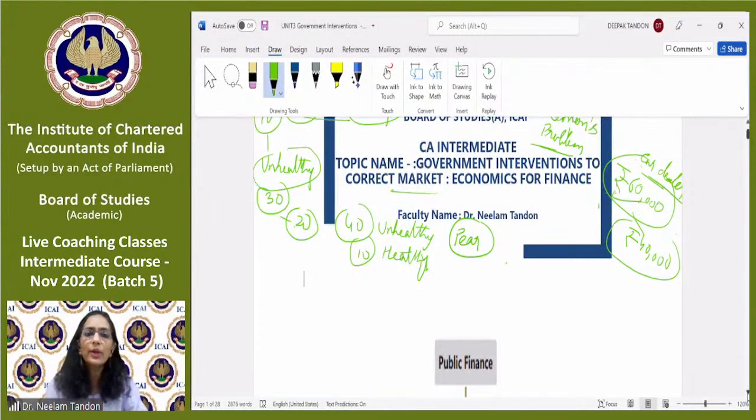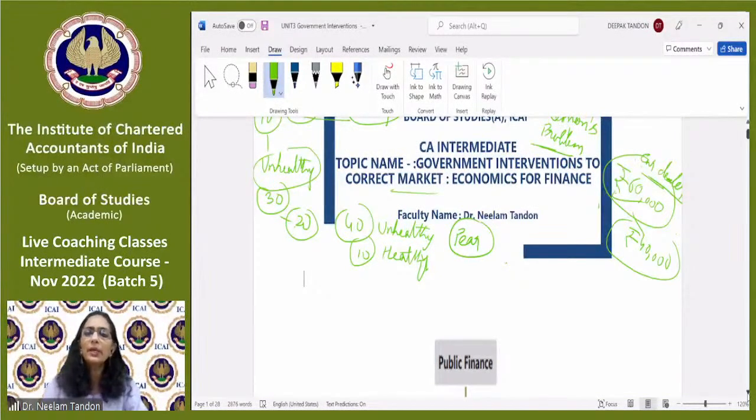So today we are going to share about government intervention to correct the market. What do you mean by correct market? Correct market means there should not be a condition of market failure. What do you mean by market failure? The price should not be overcharged. The price should not be too low. If the price is overcharged, it leads to social welfare loss. If the price is too low, then it is leading to negative externalities.